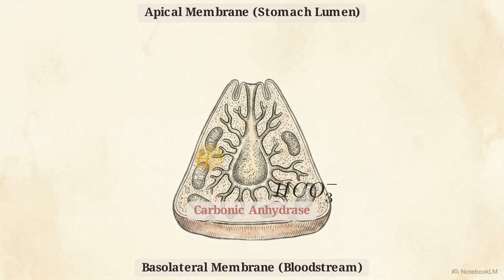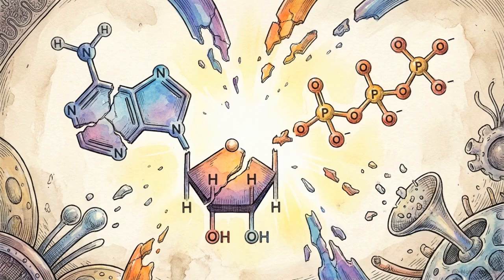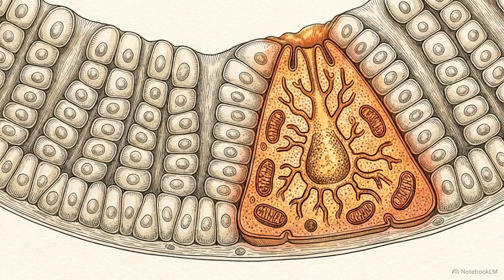To force this generated proton across the apical membrane into the acidic stomach lumen, the cell uses the H+K+ ATPase pump. This pump actively extrudes a proton into the lumen in direct exchange for importing a potassium ion into the cell. Because this primary active transport mechanism moves ions against a massive concentration gradient, it requires a continuous hydrolysis of ATP, making the parietal cell one of the most energy-demanding structures in the body.